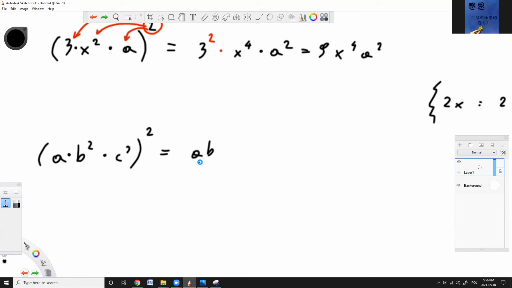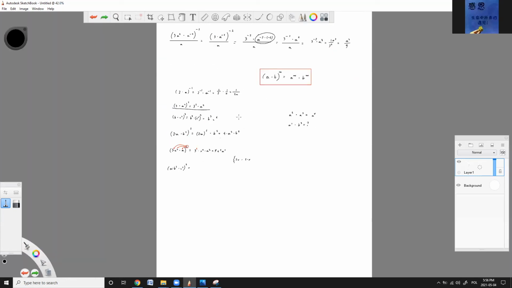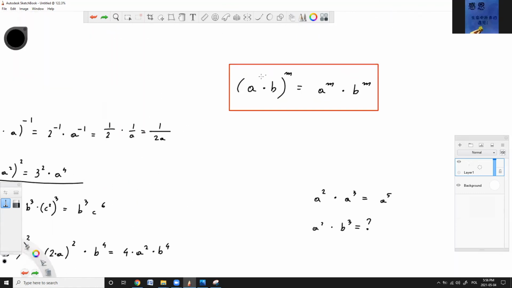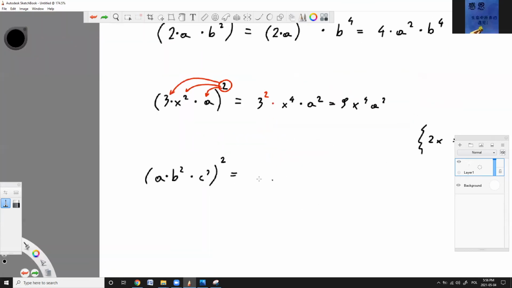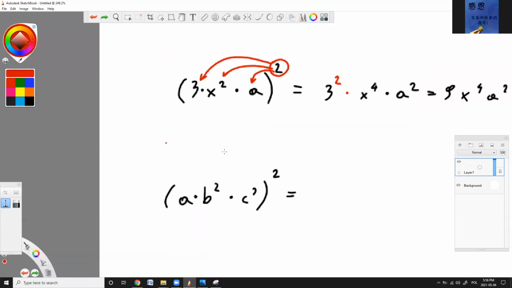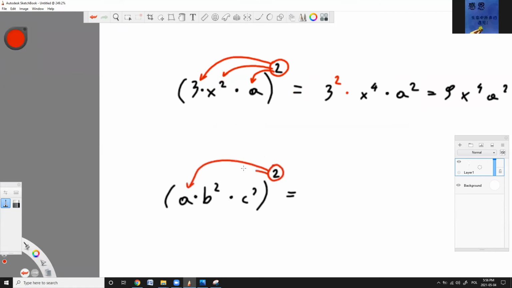Instead, I want to make use of this law. So from one common exponent, I want to make two separate ones, right? So instead, I will just apply this exponent to all of the terms. So to the a, to the b squared, and to the c squared. Is it clear? Yeah. Okay.